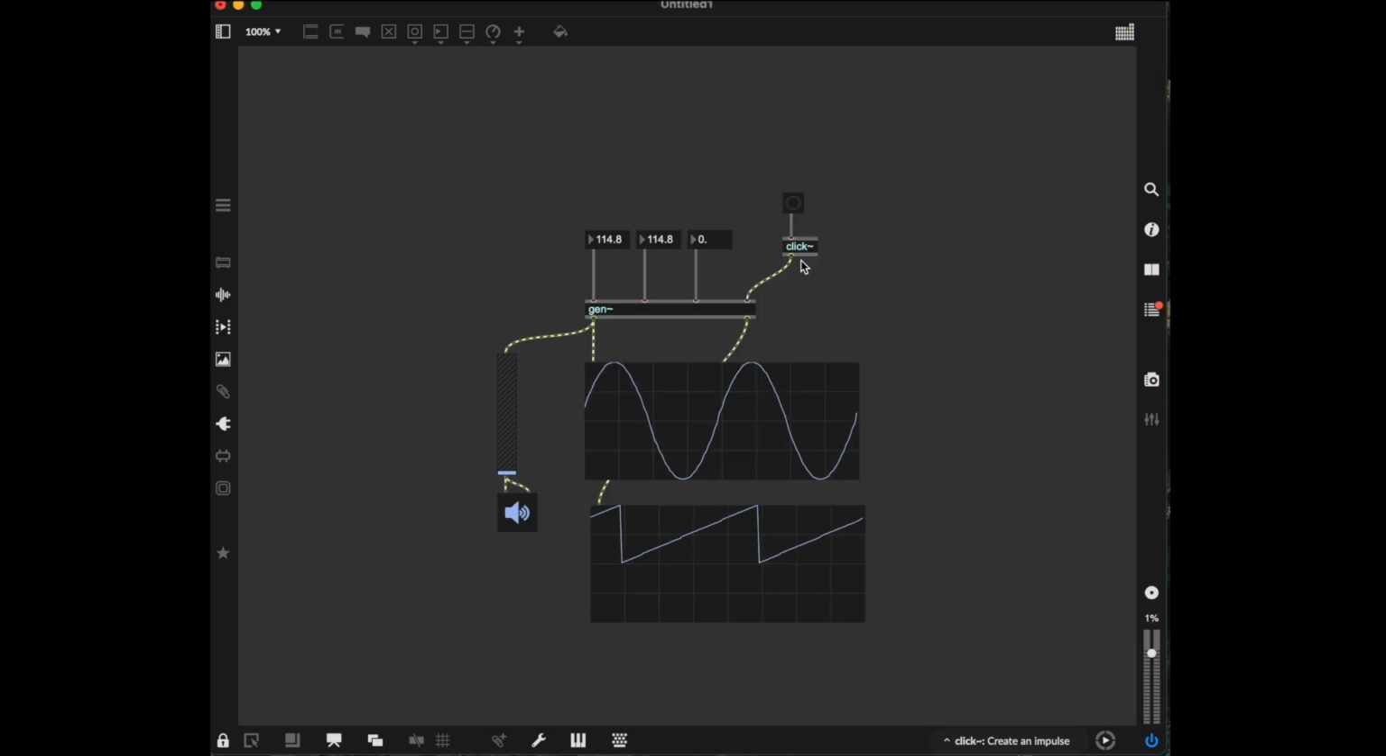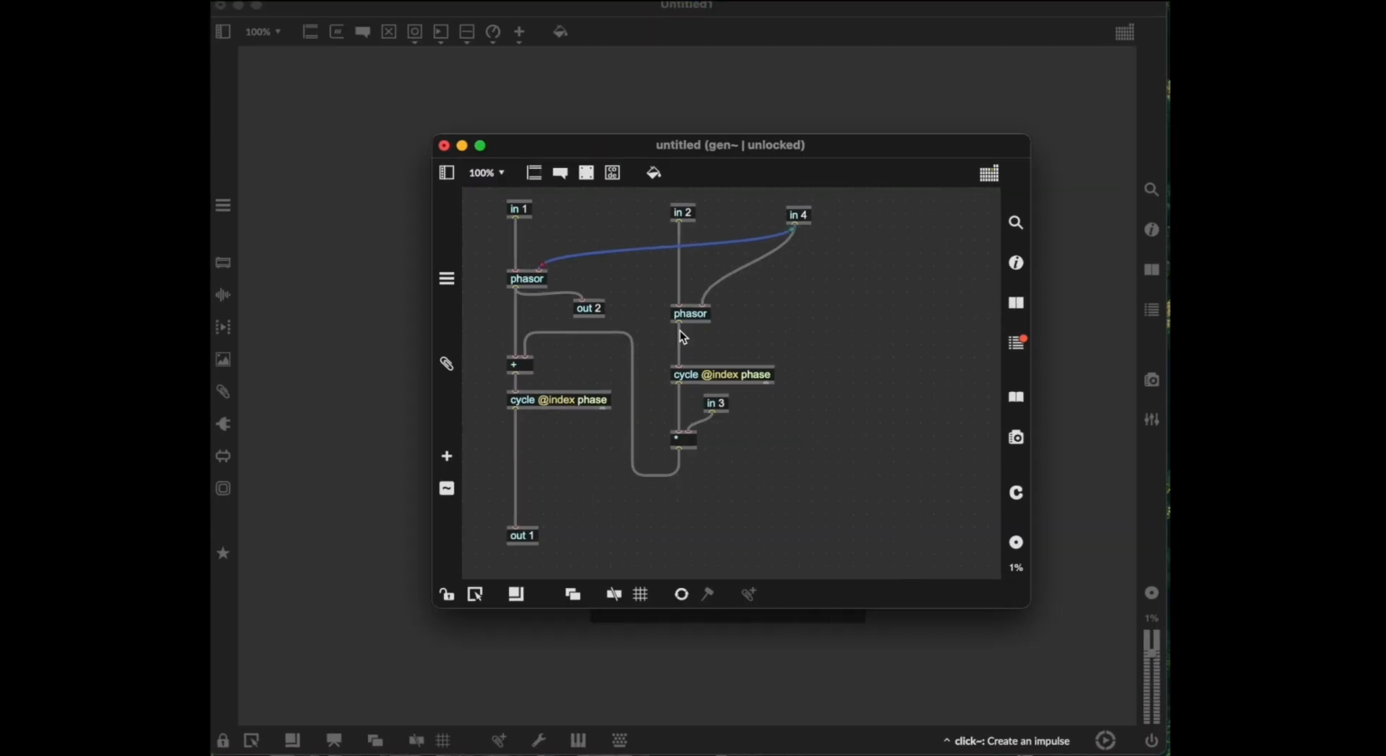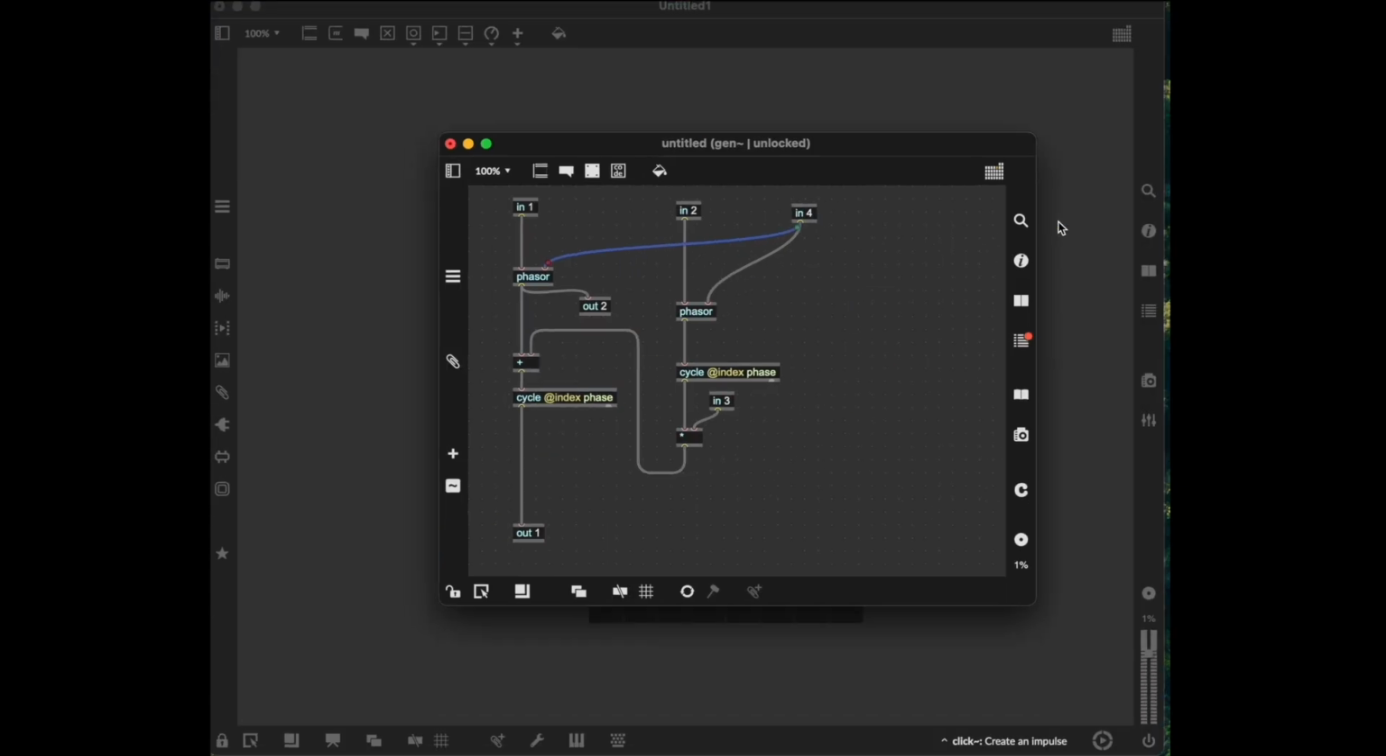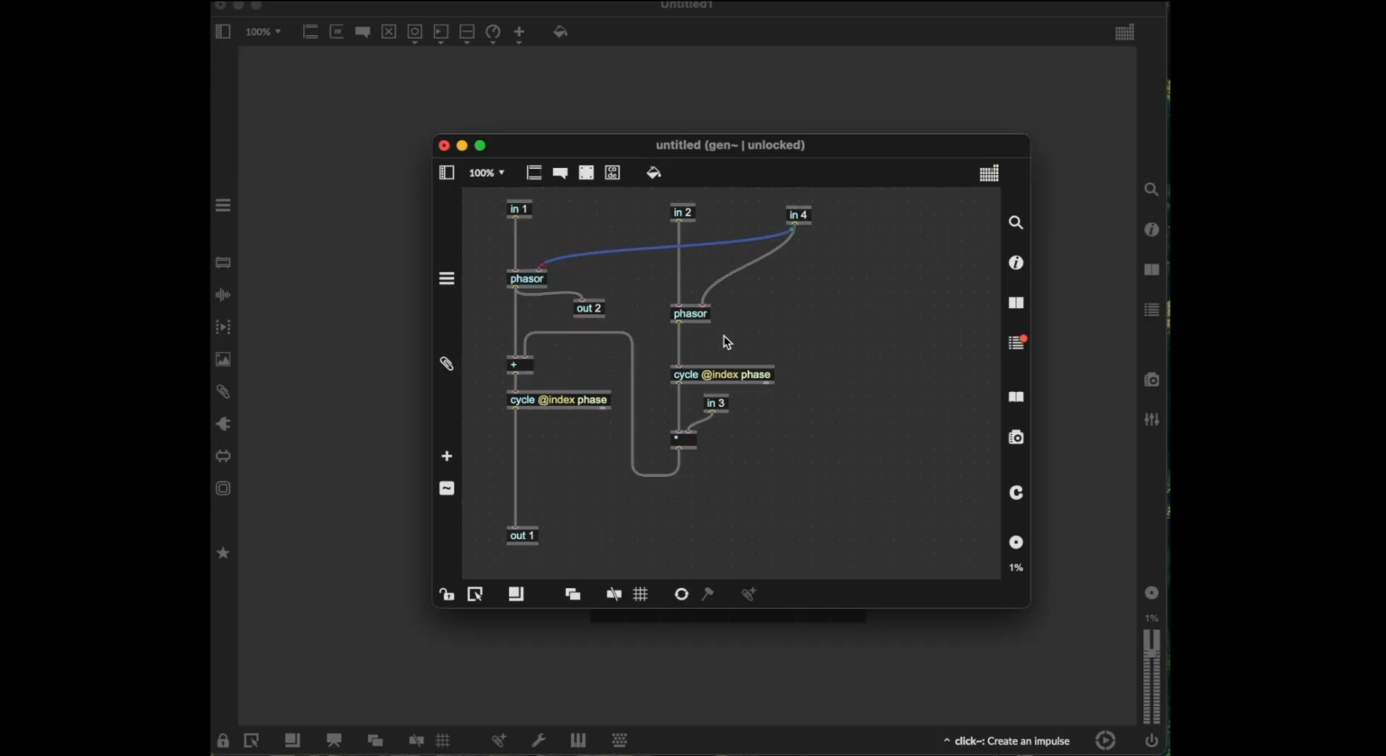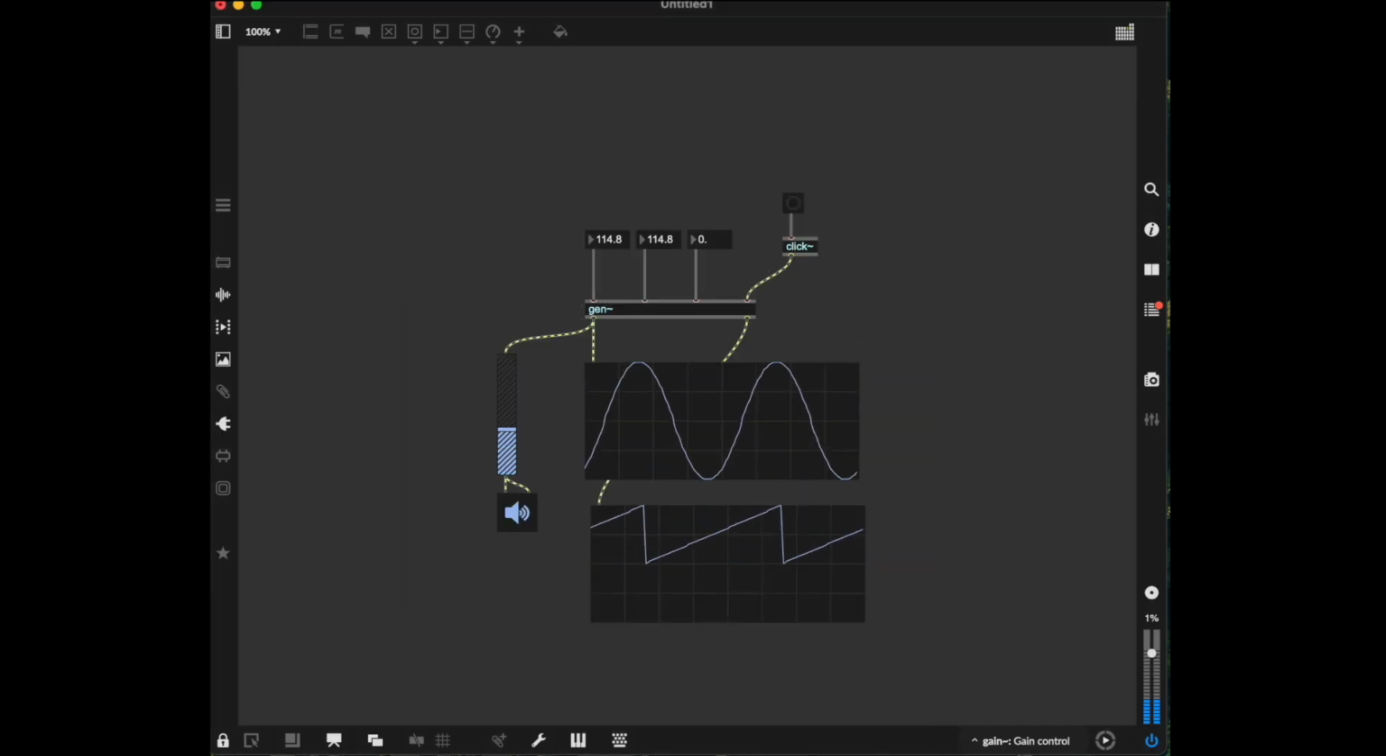So I just added this thing so it can reset the phase of both of these phase accumulators. When it hears the click that I send to it, it just tells both of these phase accumulators to go back to 0. So let's look and listen to that at a 1-to-1 ratio.